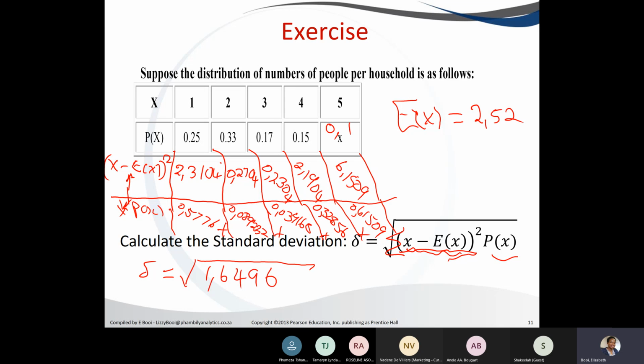And when we take the square root of 1.6496, we get, I get 1.28. What do you get? Any question? Anyone who got different answers to me?